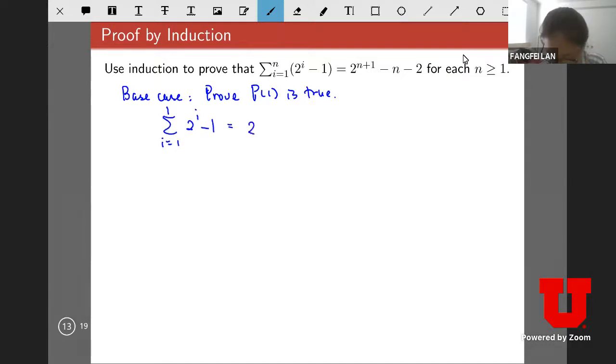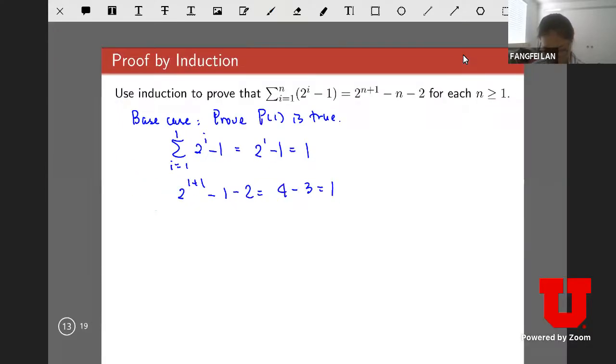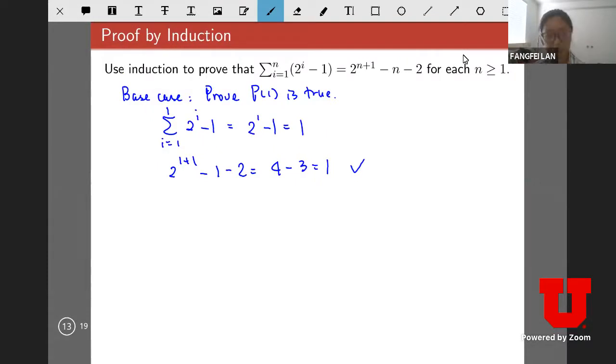And that is just 2 to the 1 minus 1, which is 1. And then on the other side, we have 2 to the 1 plus 1 minus 2, and that is 4 minus 3, and that is also 1. So base case is true.